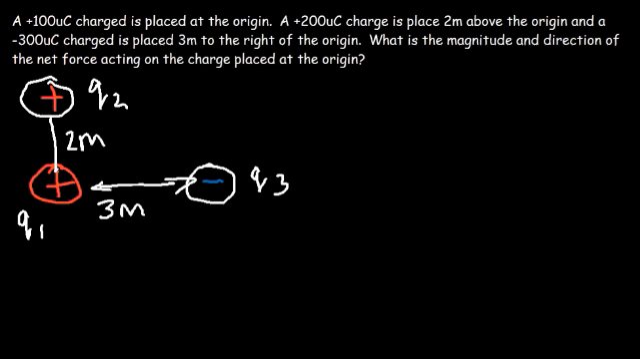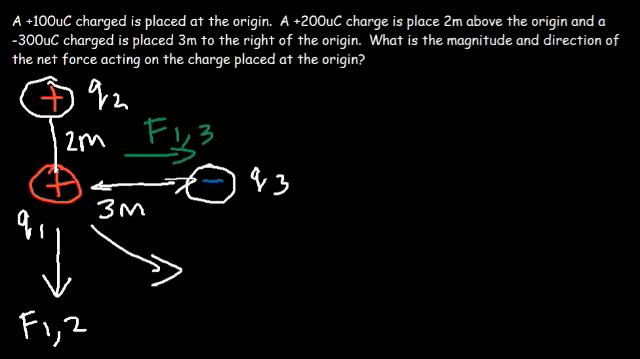So what effect will Q2 have on Q1? We know that like charges repel, so Q1 wants to move away from Q2. So Q1 is going to feel a force that's going to direct it towards the south. So this is the force acting on charge 1 caused by charge 2. Now, what effect does Q3 have on Q1? Opposite charges attract, so Q1 is attracted to Q3. So Q1 is going to feel a force directed towards the right. This is the force acting on charge 1 caused by charge 3. So if we have a force going towards the east and one towards the south, the net force is going to be directed southeast.